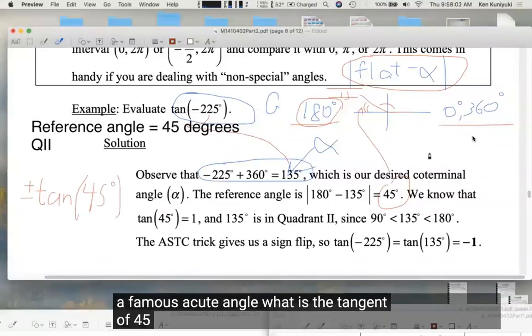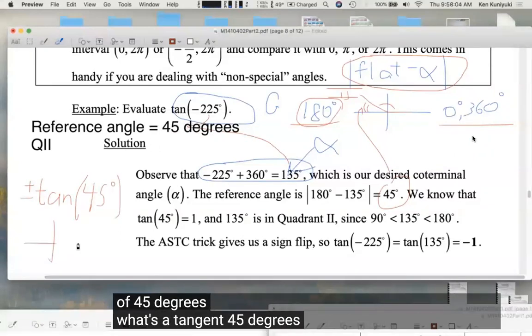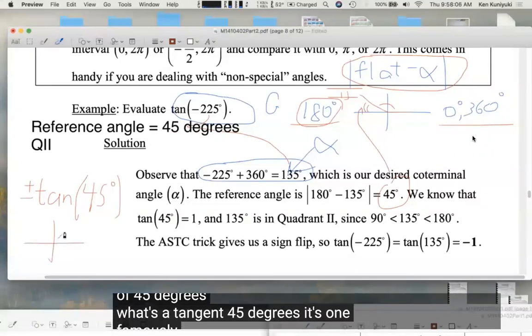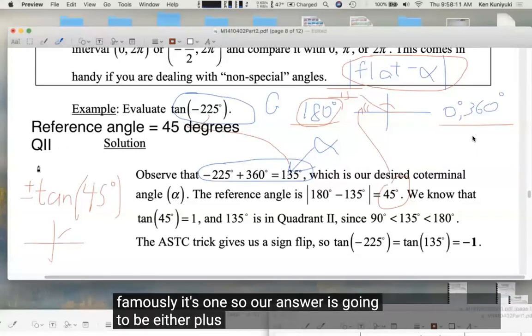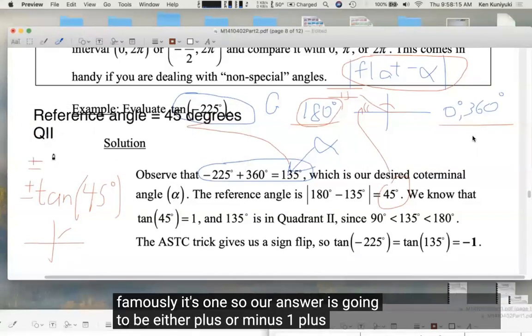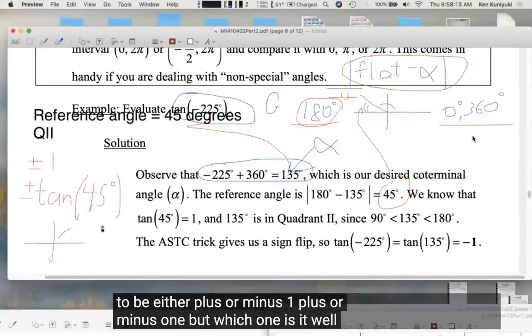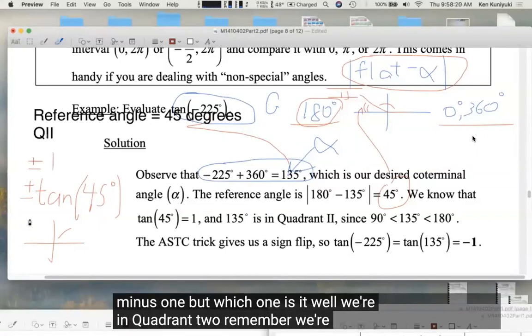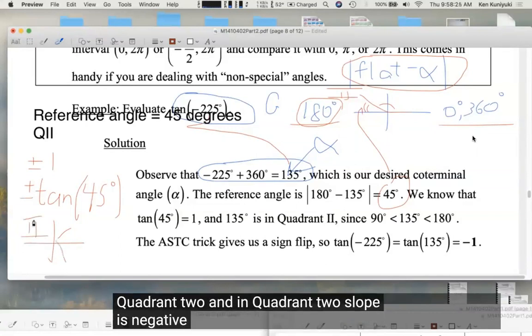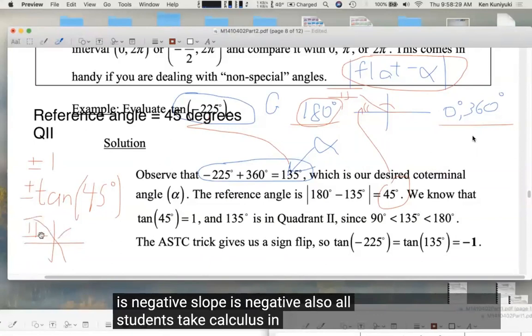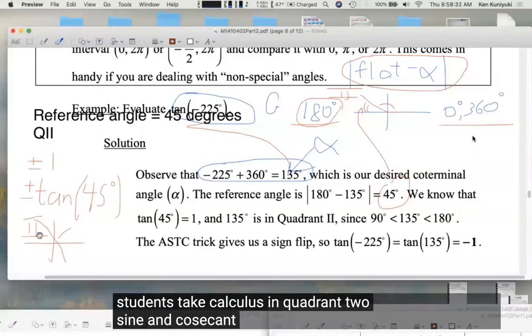What is the tangent of 45 degrees? It's 1. Famously, it's 1. So our answer is going to be either plus or minus 1. But which one is it? Well, we're in quadrant 2, remember? And in quadrant 2, slope is negative. Also, all students take calculus. In quadrant 2, sine and cosecant are positive. The other ones, like tangent, are negative.